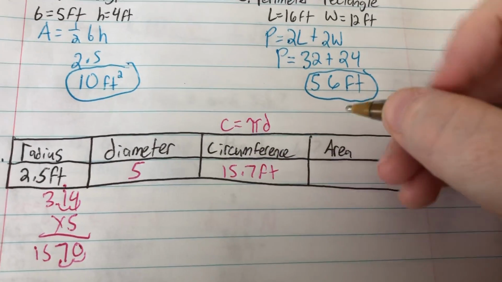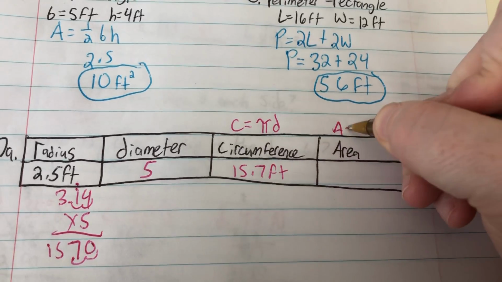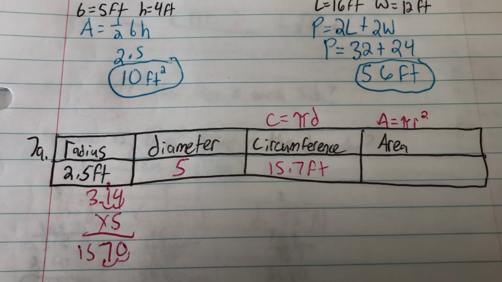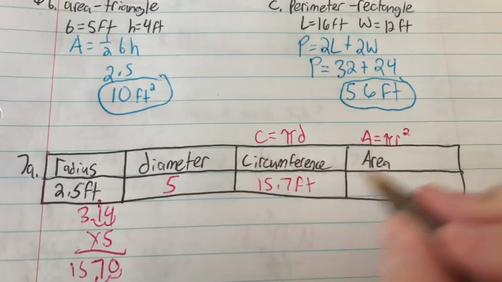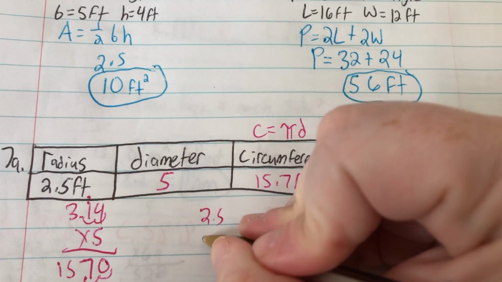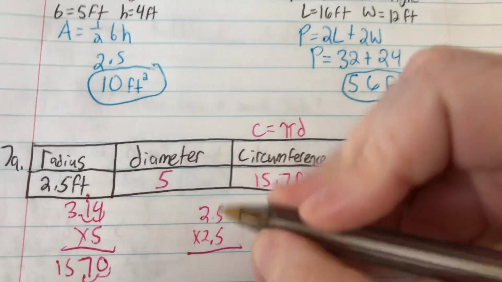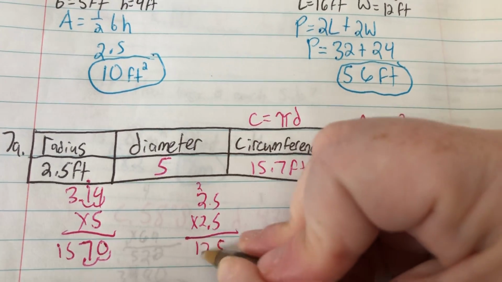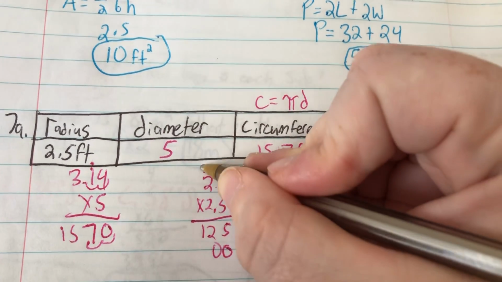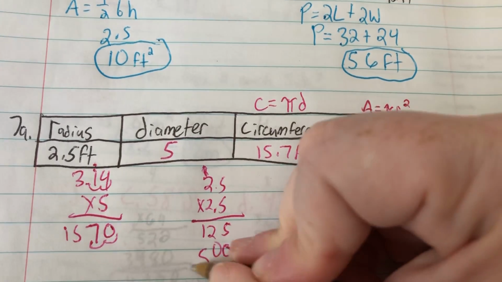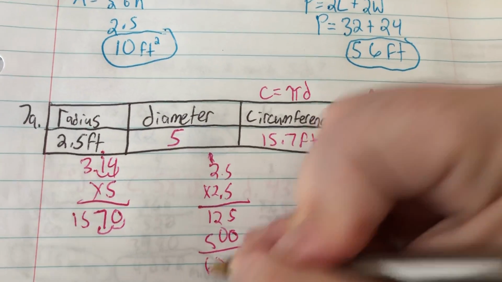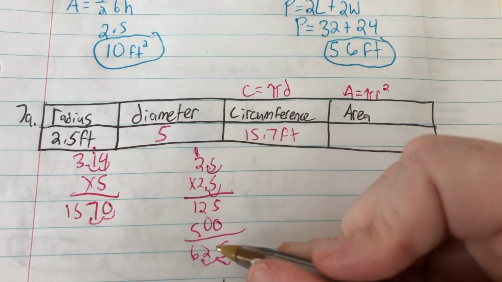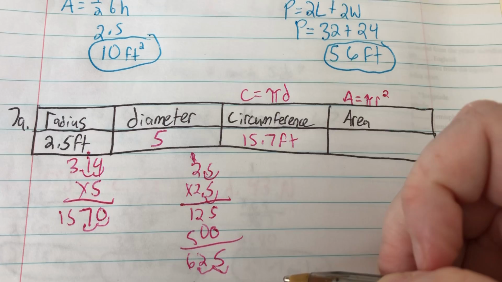My formula for my area is A equals pi r squared. Well, r will be 2.5. So the first thing that I need to do is square r. So 2.5 times 2.5. 5 times 5 is 25. 5 times 2 is 10, plus 2 is 12. 2 times 5 is 10. 2 times 2 is 4, plus 1 is 5. So r squared is 6.25.